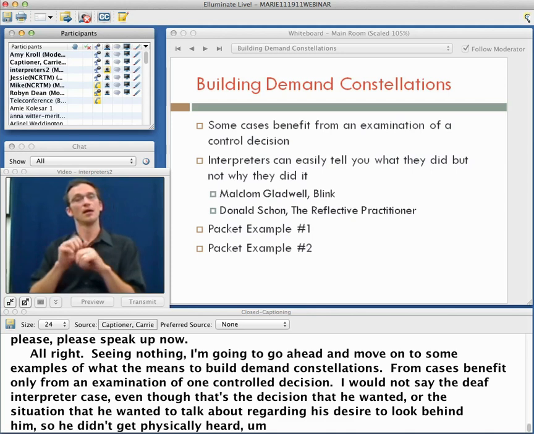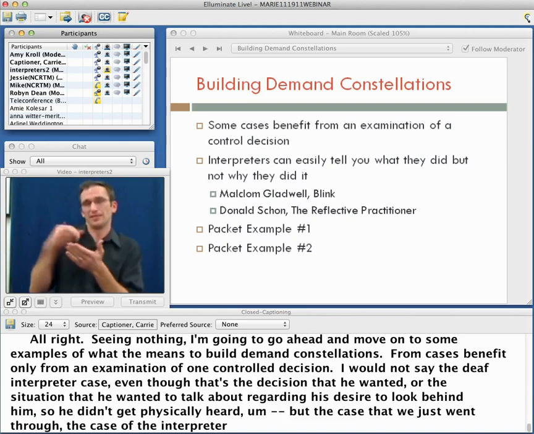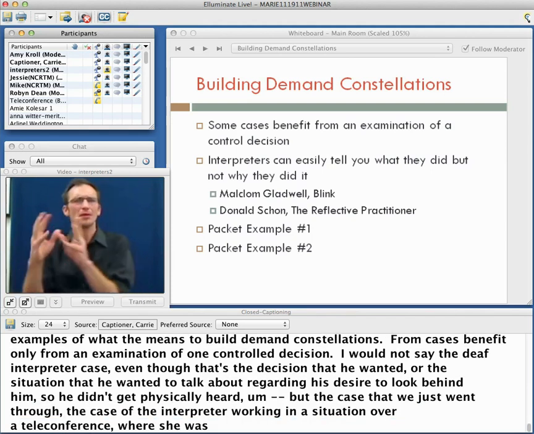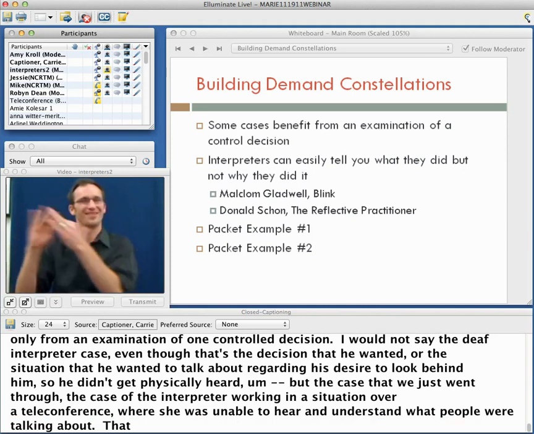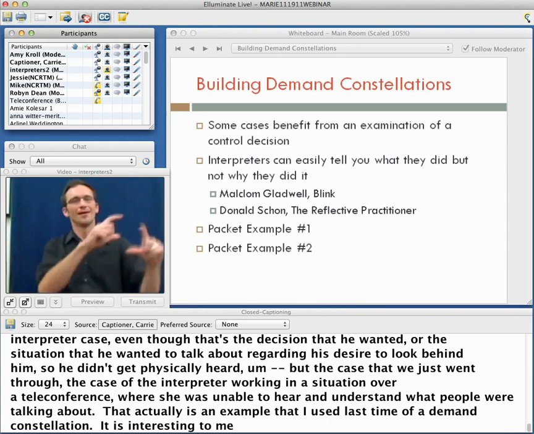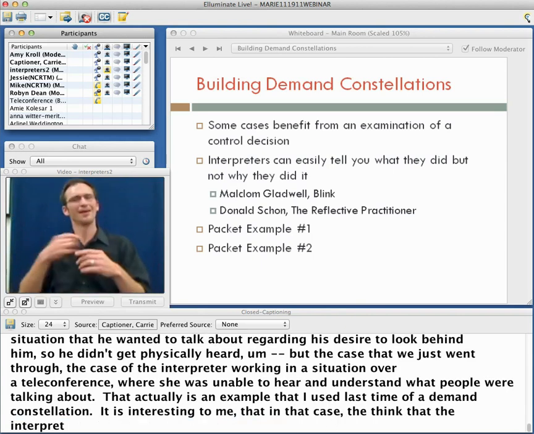But the case that we just went through, the case of the interpreter working in a situation over a teleconference where she was unable to hear and unable to understand what people were talking about, that actually is an example that I used last time of a demand constellation. It's interesting to me that in that case, the thing that this interpreter says at the very end of the case is actually quite a significant, what we will call a concurrent demand.